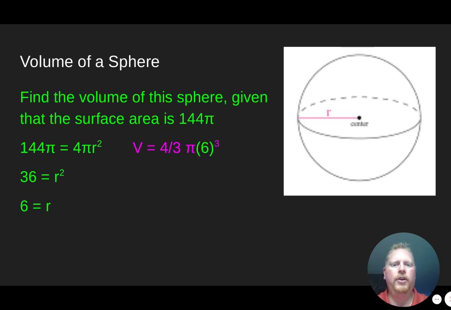So that'll become 4/3 pi 6 cubed, which 6 cubed is 216. Multiply that by 4/3, and we get 288 pi. So this is actually one of the types of questions that the people who write math textbooks love to do, because they make you work to figure out what the radius is, and then you just plug it into the formula.